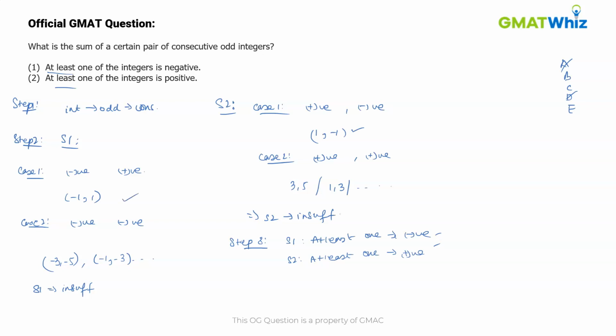1. So the pair of odd integers is found to be -1 and 1 and their sum will be equal to -1 + 1 which is equal to 0. So we can conclude that the statements together are sufficient and hence the correct answer is option C.